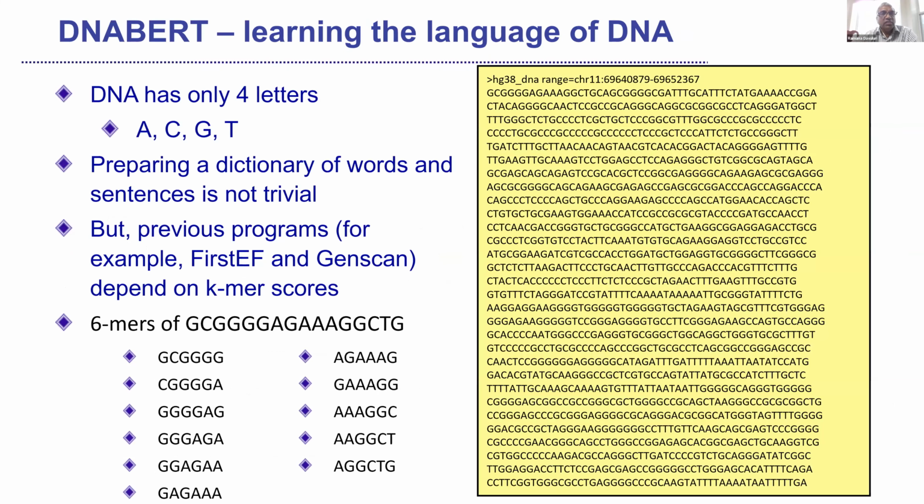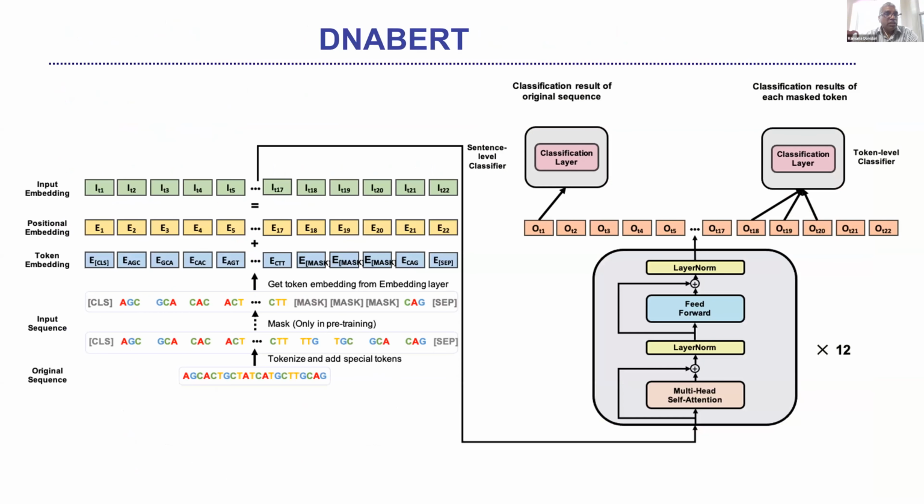So DNA has only 4 letters. Unlike in English, preparing a dictionary of words is very tedious here. So previous programs, for example the one I developed as a postdoc, first TF or GenScan, used 6-mers as words. So with that motivation, we took 6-mers. Actually, we evaluated all the k-mers, 2-mers, 3-mers, 4-mers, and so on. But we found out, with multiple exercises, that 6-mers were the ones that really work. So 6-mers were the words here. Once you have these words, they are tokenized, and then they get positional embedding, and this becomes the input to the pre-trained model.